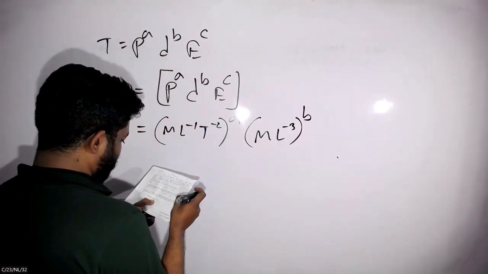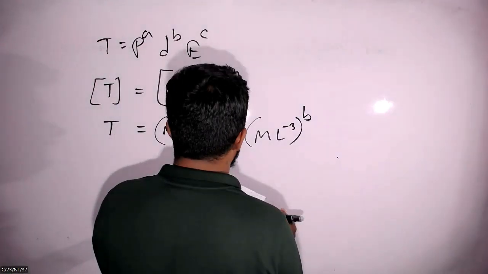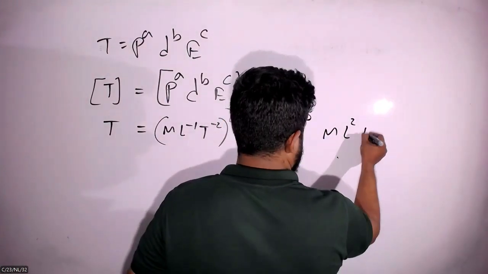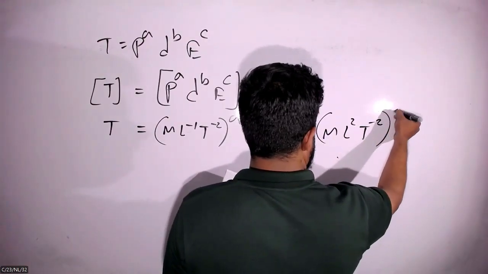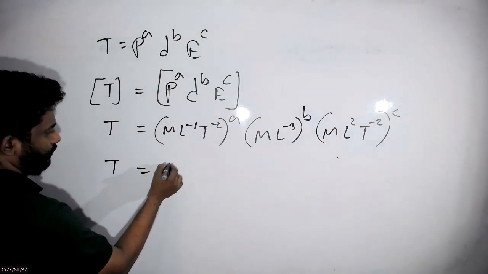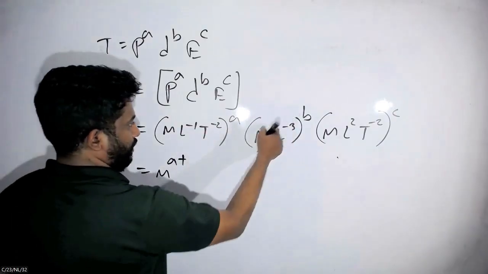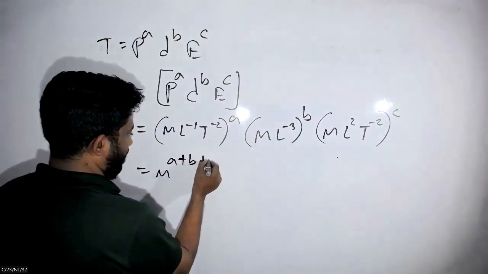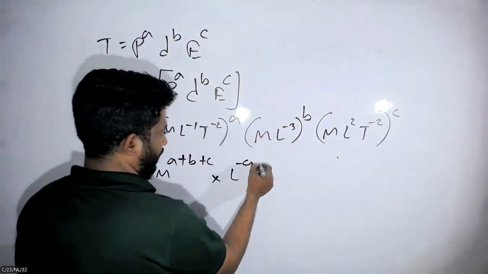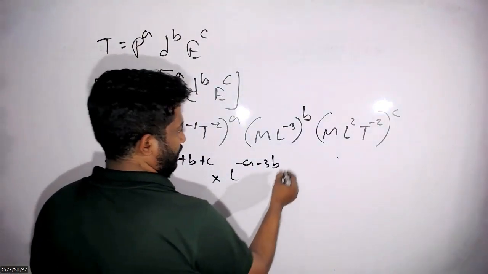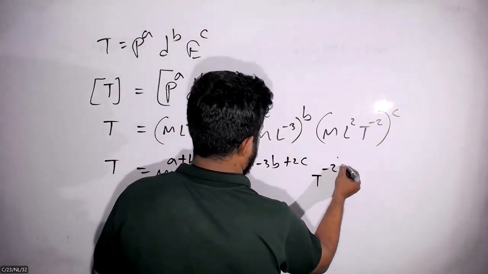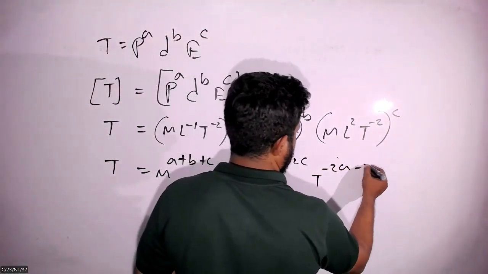B. Dimensions of energy: M L squared T to the power minus 2. C. Then put capital T equal to M to the power A plus B plus C, into L to the power minus A, L to the power minus 3B plus 2C, and then T to the power minus 2A minus 2C.